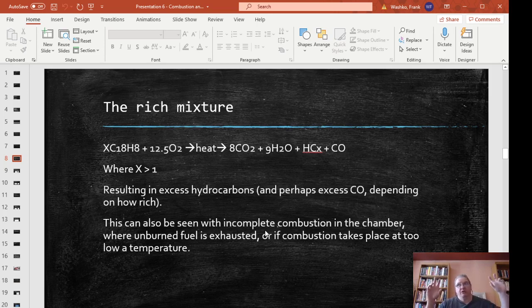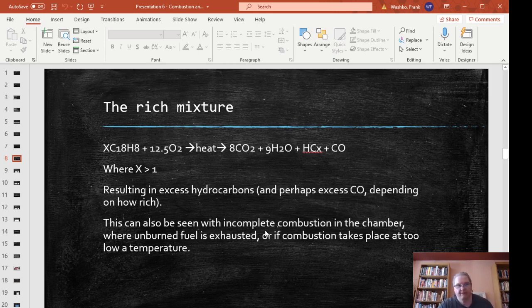I want to point out that you also see this in another case. You could see this where you put in too much fuel, but you'd also see it if you had a poorly designed combustion chamber. Let's suppose that part of it doesn't get burned. Say 95% of it gets burned, and 5% of the mixture doesn't, in which case you have excess C18H8, excess hydrocarbons. You open the exhaust valve, and what do you have going out? You have unburned C18H8.